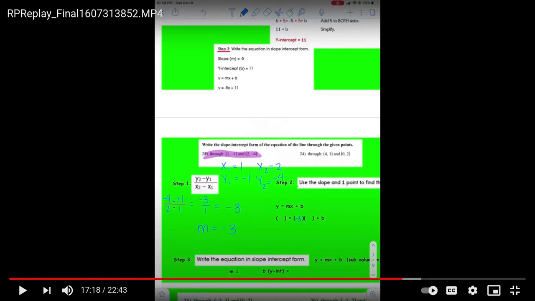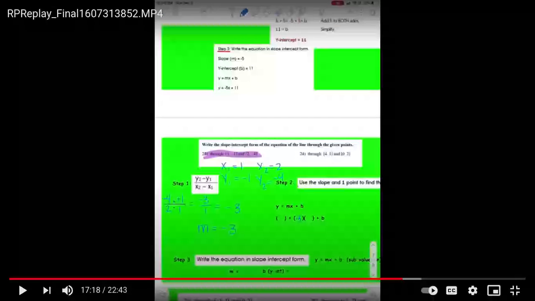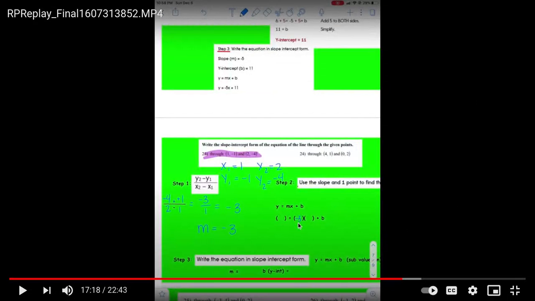So now we're going to just do the original thing we were doing, where we plug in one of the points into an equation and solve for b. So I've already plugged my m in right here, as you can see. And now I'm just going to choose one of the points. And I'm going to use 1, -1, because I think the numbers are easier to work with. So I'm going to plug in 1 for x right here and -1 for y right here.